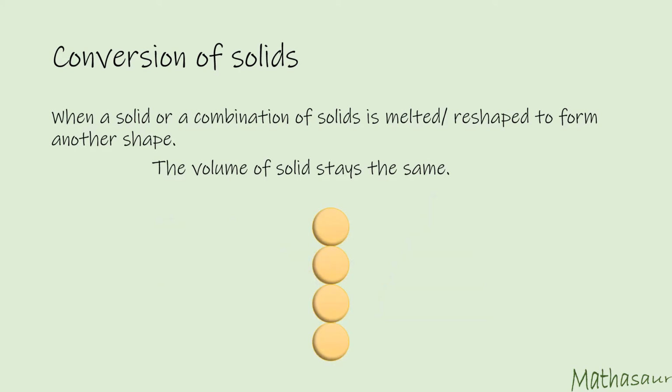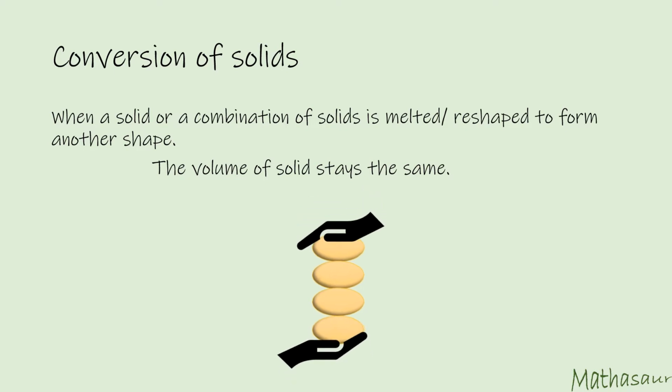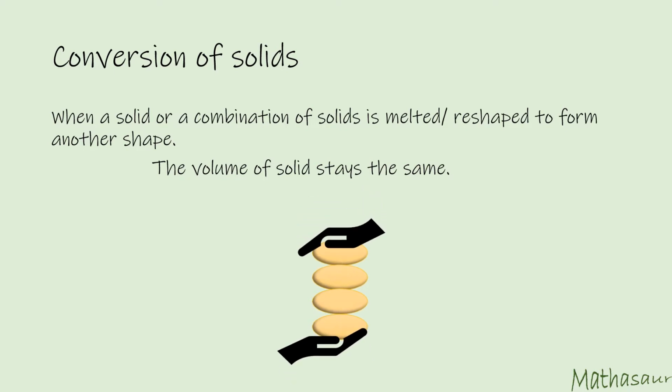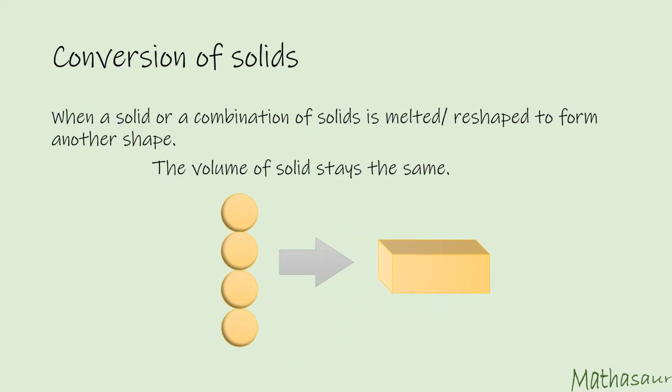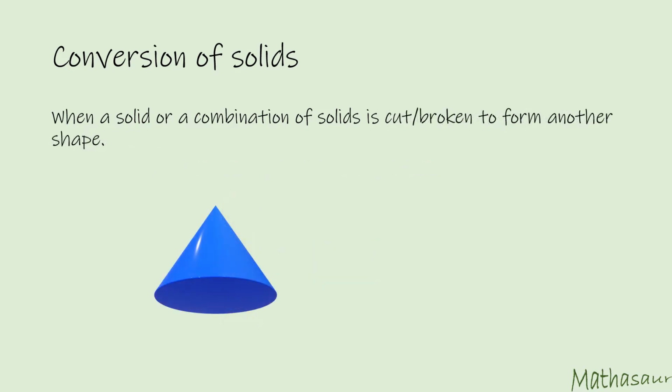Let us look at these four spheres. We could put them together and reshape them to form a cuboid. Note that the volume of the solid would stay the same. There's another type of conversion of solids when it is cut or broken to form another shape. Let us take the example of a cone.